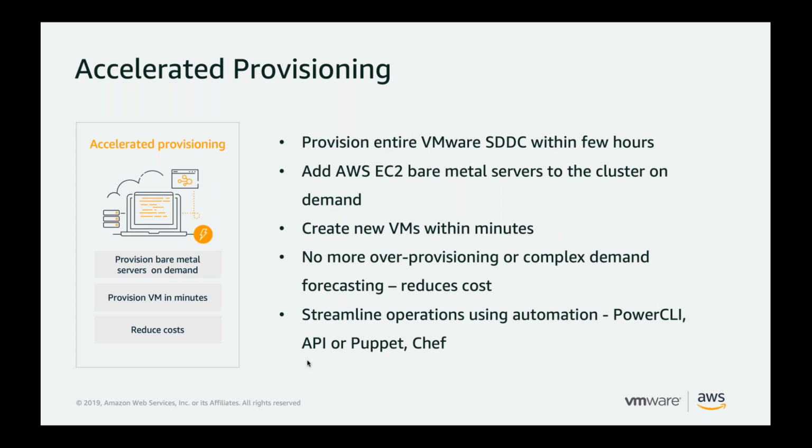There is no more over-provisioning or complex demand forecasting, typically found in customer deployments where one had to over-provision infrastructure and resources in advance, given the fact that it's time-consuming to get new hardware. This actually reduces a lot of cost. VM operations are also streamlined the same way as we would traditionally do on premises using the VMware automation tools like PowerCLI, API, or even third-party products like Puppet and Chef. Next slide, please.